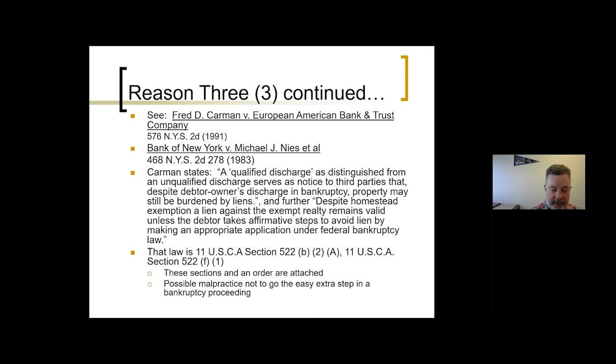under the bankruptcy law, they have to file for an unqualified discharge or a motion to avoid the lien. And the Carmen case talks about that, says that basically an unqualified discharge gives notice to third parties that property may still be burdened by liens. It's just a simple motion that's made in bankruptcy court. I'm not sure why it's not done on every case. And these sections are attached, so you can review them afterwards.